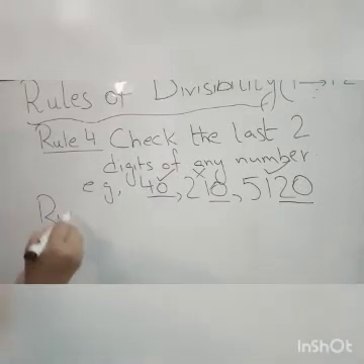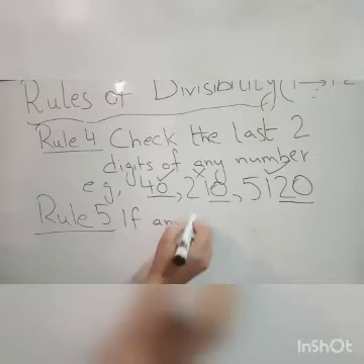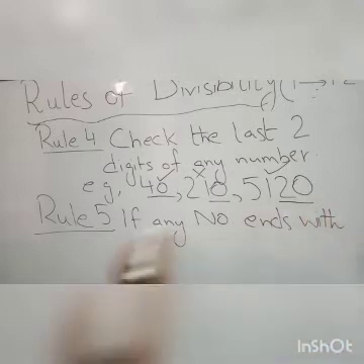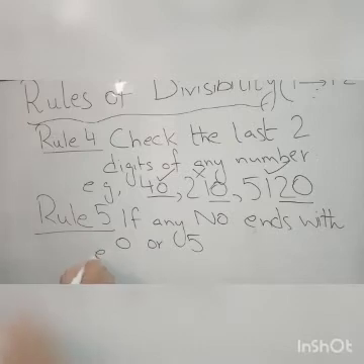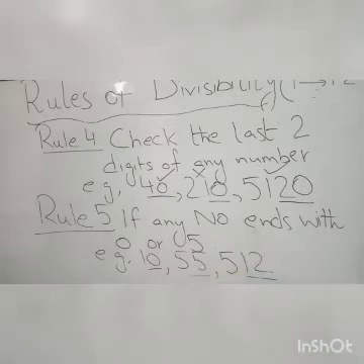The rule for 5 is very simple and very easy. If any number ends with 0 or 5, then that number is divisible by 5. Just check 10, the last digit is 0. 55, the last digit is 5. 512, the last digit is 2. So this one is not divisible by 5, this is divisible by 5, and this is divisible by 5. Whatever the number of digits in a number, you just need to check the last digit.